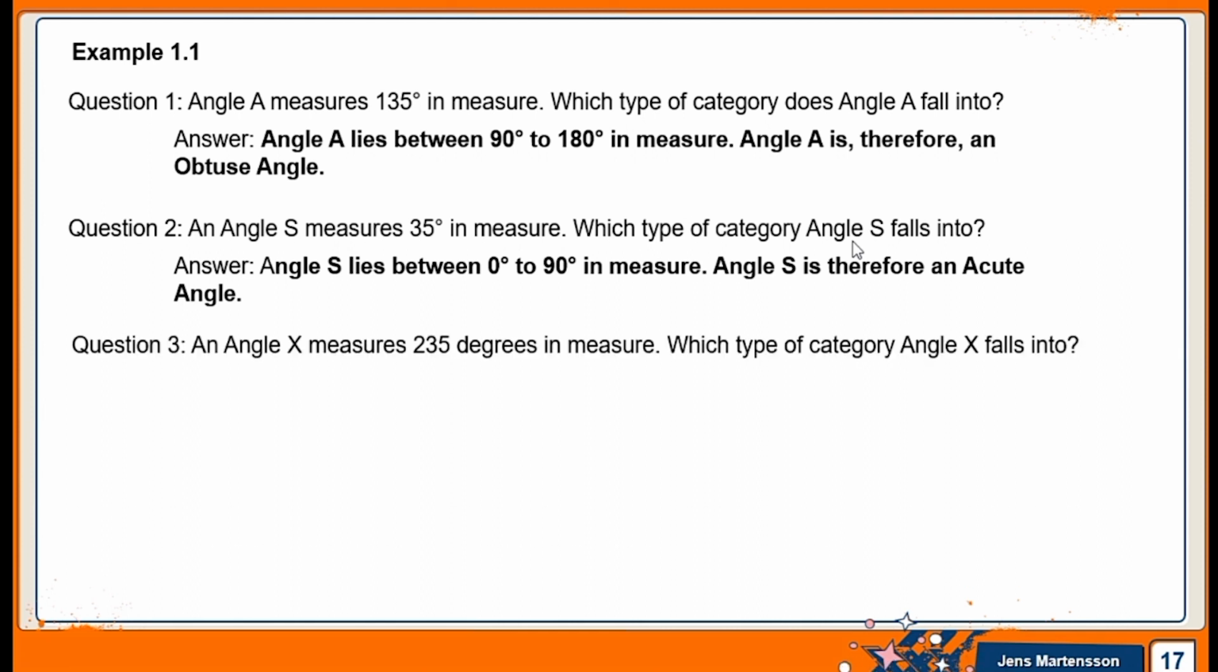Number 3, an angle X measures 235 degrees in measure. Which type of category does angle X fall into?